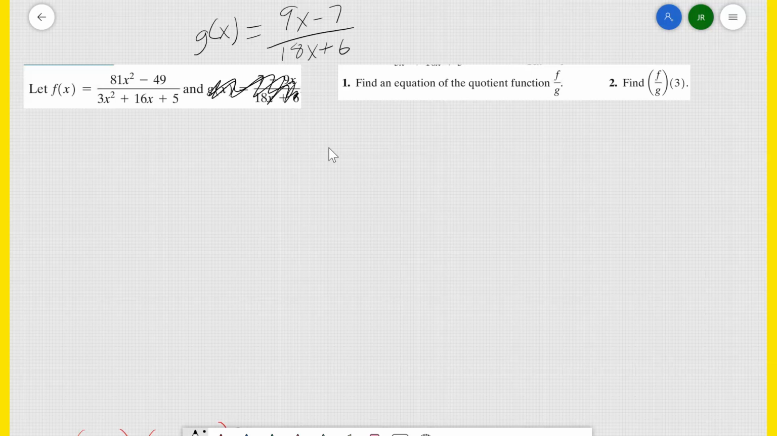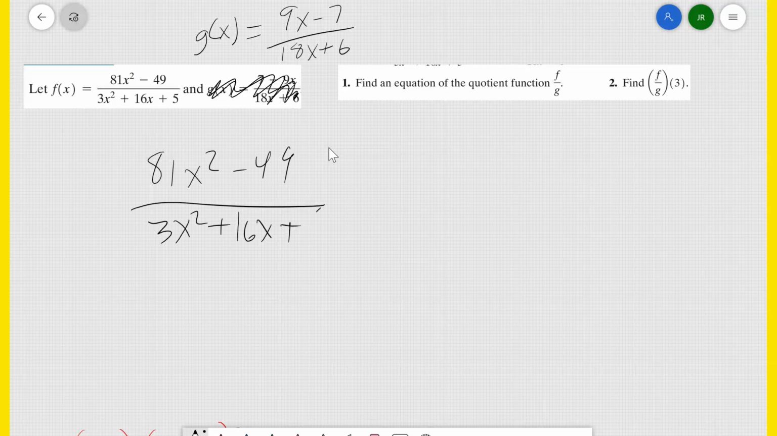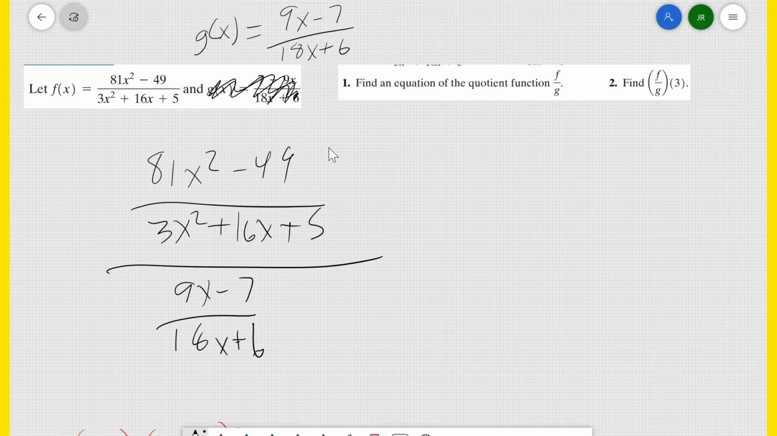So it says find an equation of the quotient function f over g. So f over g is the same thing as f divided by g. So that would be (81x² − 49)/(3x² + 16x + 5) over (9x − 7)/(18x + 6). This is the same thing as division. It's division.